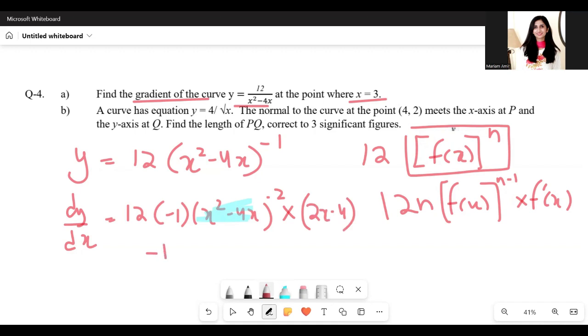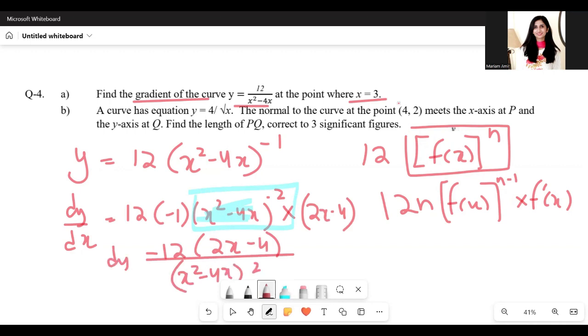So we have a minus 12 here, a 2x minus 4, and this can be taken down to the denominator, and we get x squared minus 4x whole squared. This is dy by dx. Now we need to find the gradient when x equals 3. So you substitute 3 and enter all of these values in the denominator. If you want, you could open the brackets as well and write minus 24x plus 48, or you may not. And when you substitute everything, you should get minus 8 upon 3.